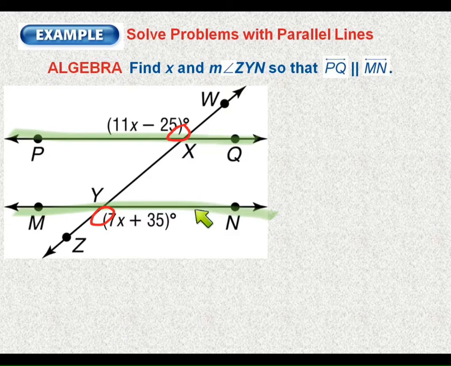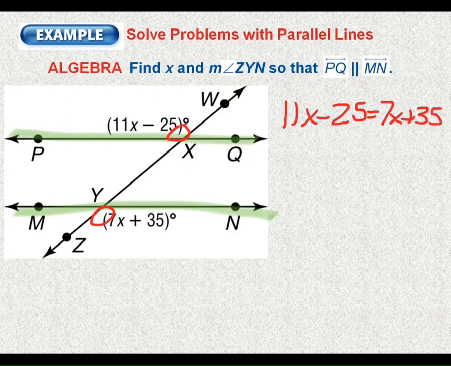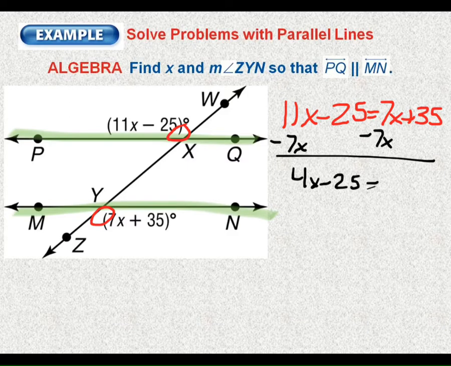So in order for these two lines to be parallel, what has to be true about the alternate exterior angles? They have to be equal to each other, right? So if I want to find X, I need to find X so that these two things are equal to each other, because then these two lines will be parallel. So I need 11x minus 25 to be equal to 7x plus 35. And I want to solve this equation for X. So I move my X's together on the same side of the equal sign. That gives me 4x minus 25 equals 35. Solve for X.